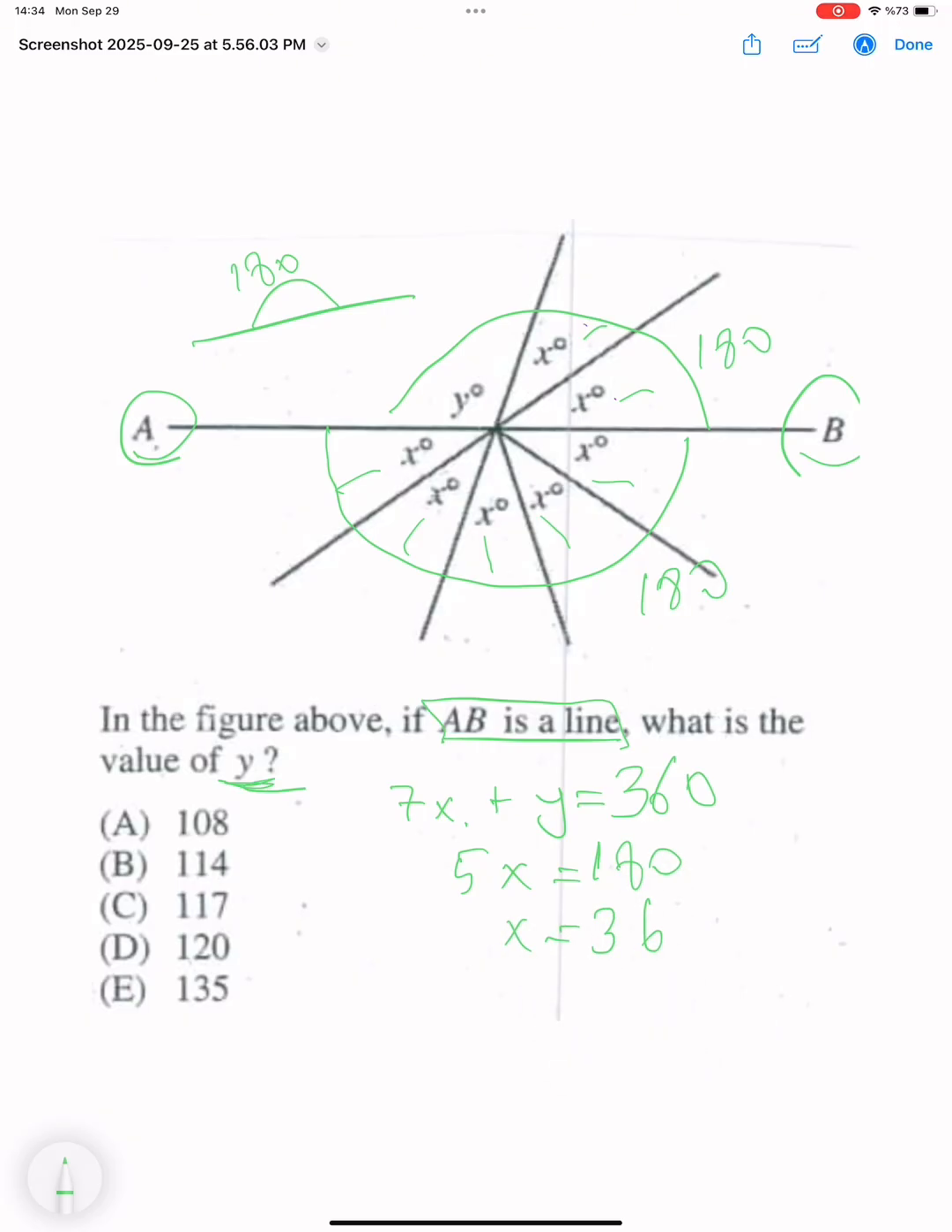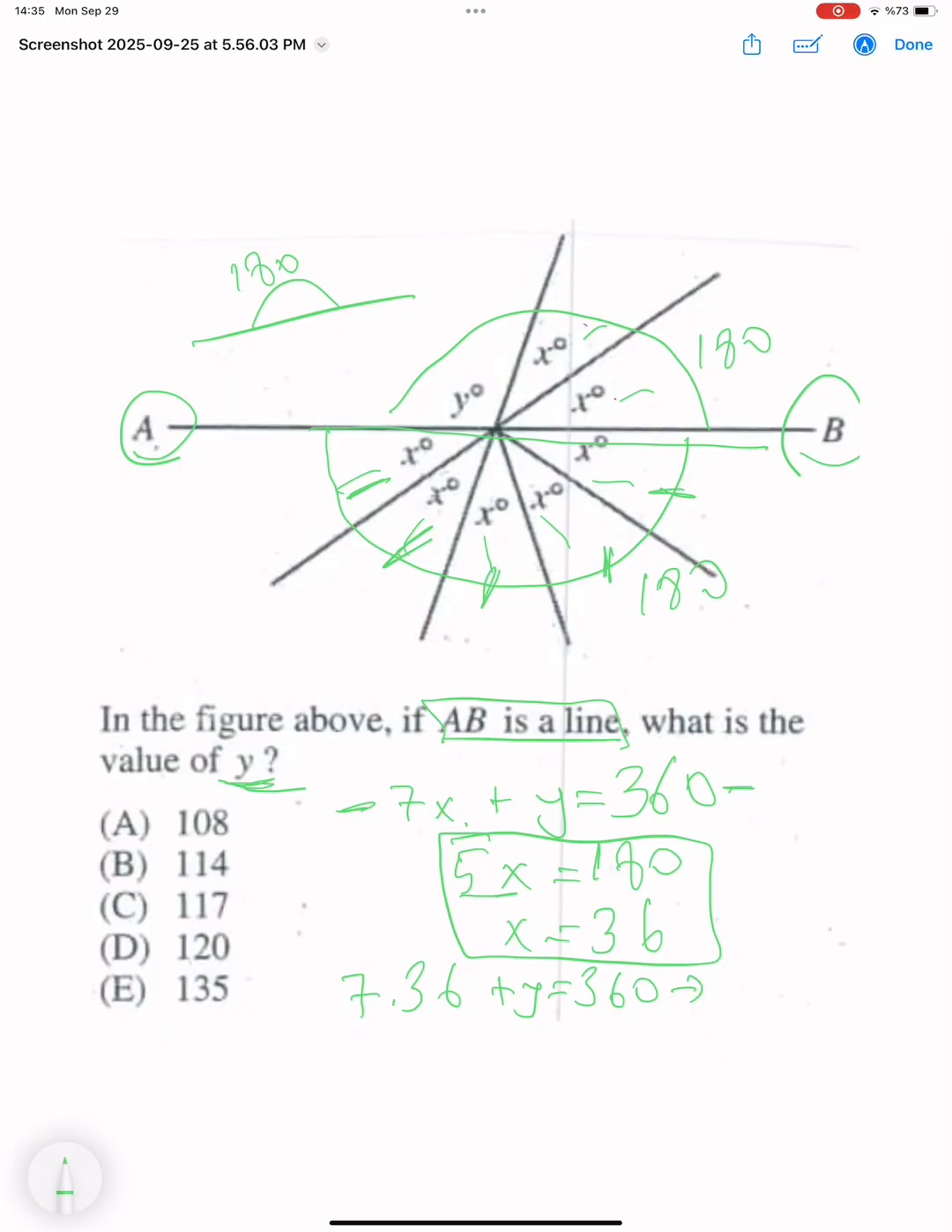So where do I get this 5x? It is 1, 2, 3, 4, and 5. So this is a line. There are 5 x's here, and I know that this line has 180 degrees. So if 5x is 180, 1x is 36. So I know what x is now, so it is time to find y based on this equation.